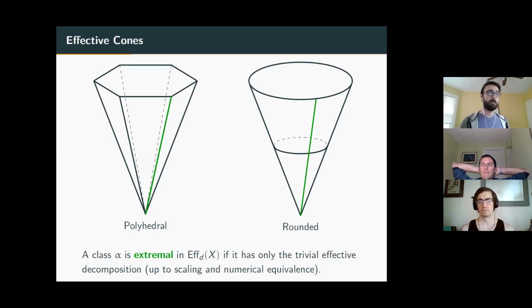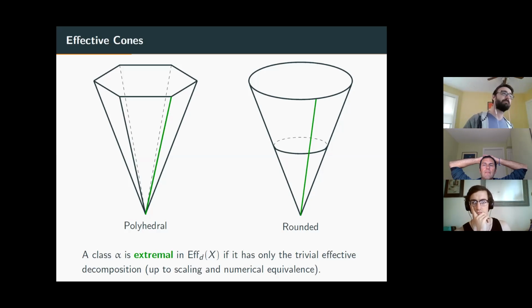Now, knowing all the extremal arrays still tells you everything about the cone, so the goal is still an admirable one. It's just not as easy. Okay, so here we go. Here's the word in green, extremal. This is our definition that we're going to care about today the most. So if I can only give it a trivial effective decomposition, the class is extremal.